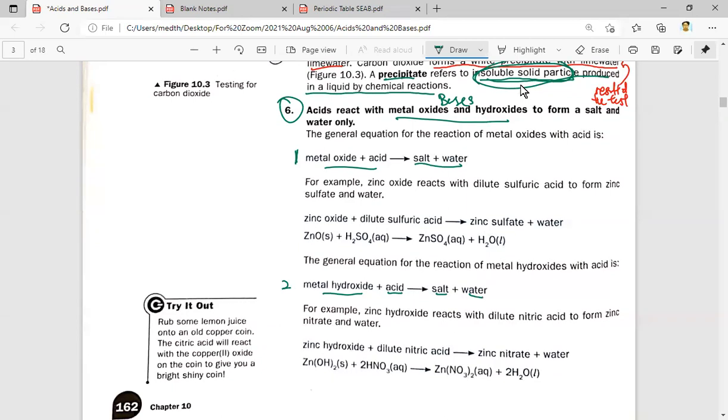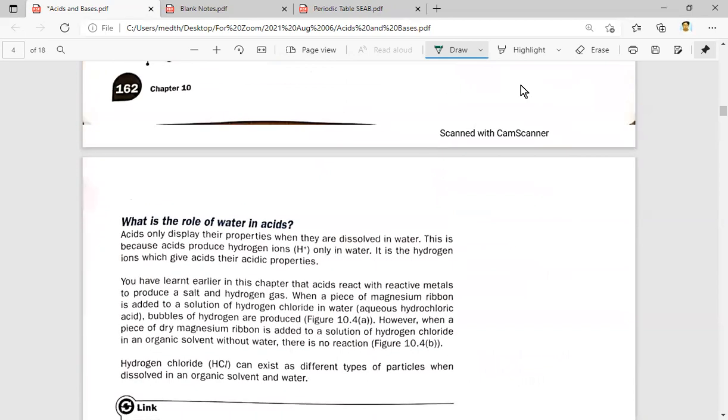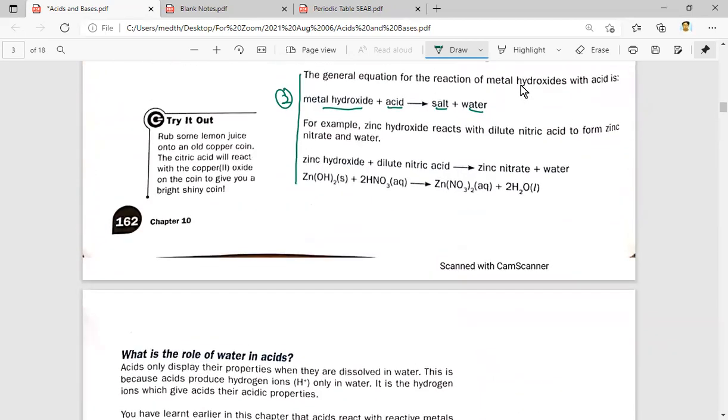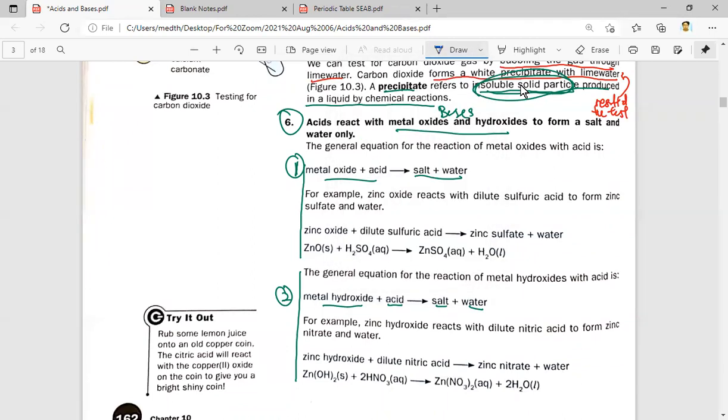Whether it is the oxide or the hydroxide, you will always get the salt and the water. So number one is this whole part here, and number two is this whole part over here. Acids react with your bases to form salt and water. Just in summary, before we go on to the next part, I'm going to summarize the three reactions you must know.